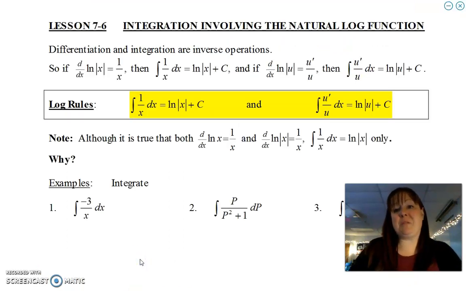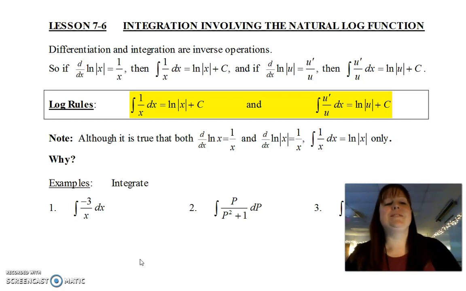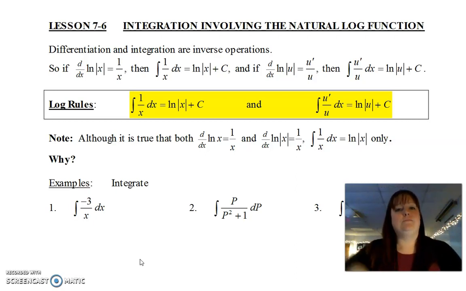All right, we're integrating the natural log function now. Okay, so think about this. If the derivative of the natural log function is 1 over x, what's the integral of 1 over x? It's the natural log function. Yeah, that easy, right? But there's this little twist, and you might see it right here.